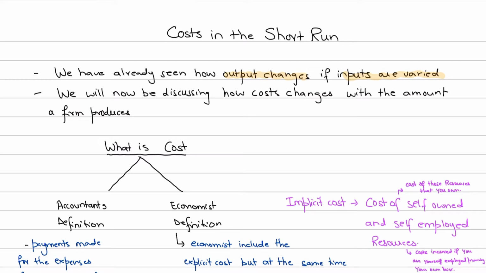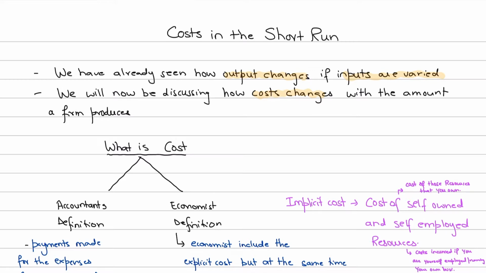But from now on we will be discussing how the cost will change, what impact will output have on the cost of production of firms, how would the cost vary. But obviously since we have divided the time dimension into the short run and the long run, we need to see how cost will vary in the short run, and then later on in the coming videos we'll see how cost will vary in the long run.